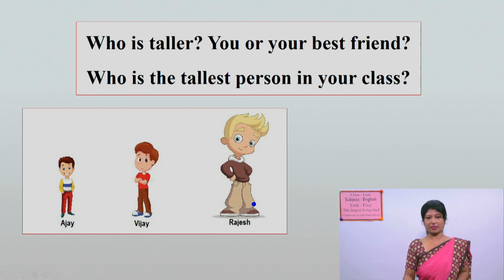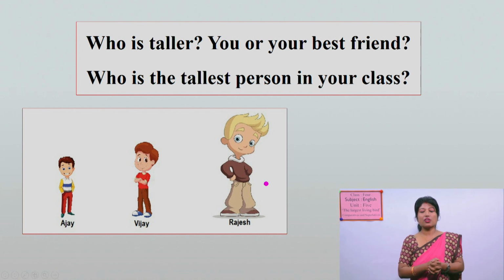Smallest, tallest. And Bijay is taller than Ajay, right? Bijay is taller than Ajay. And Ajay is smaller than Bijay. Whereas Rajesh is the tallest among all. Right? So these words, comparative and superlative form, can be used for comparing among the friends. Okay, you compare like this.